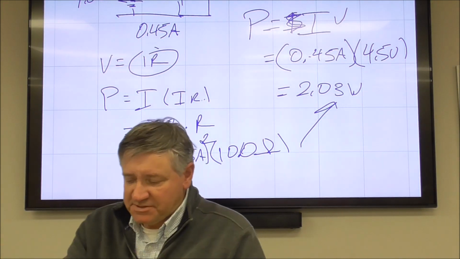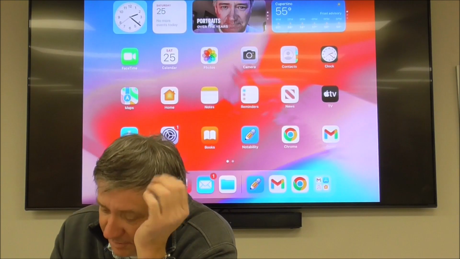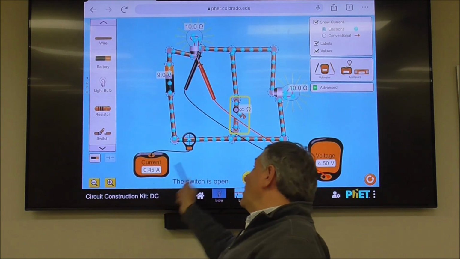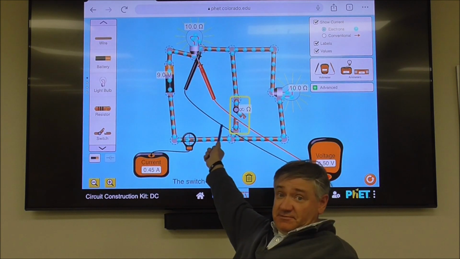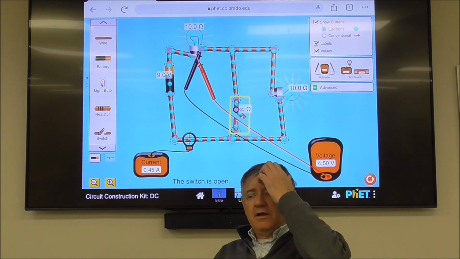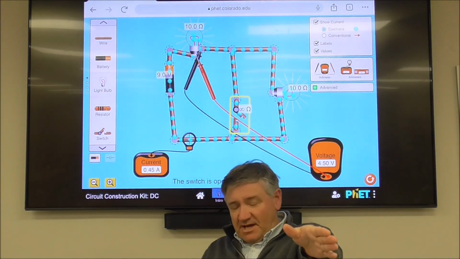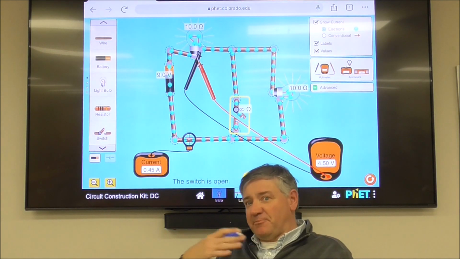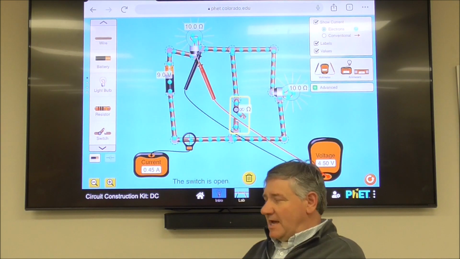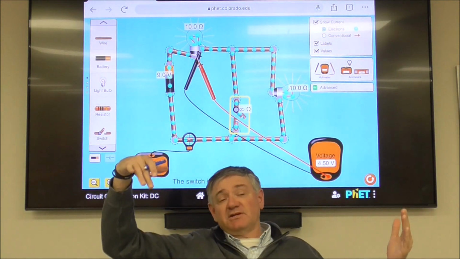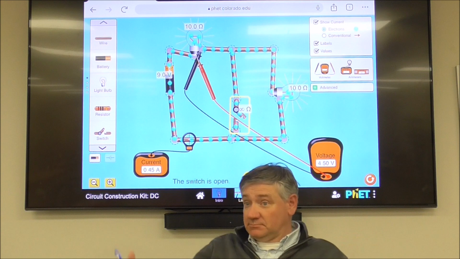Now, here's the question. That wasn't the whole point of the question. The whole point of this lab is this. I'm going to close this switch. I wish I was here for this prediction, but I'm going to make a couple of predictions about what I think is going to happen. So I'm going to close the switch. I want you all to predict what's going to happen.